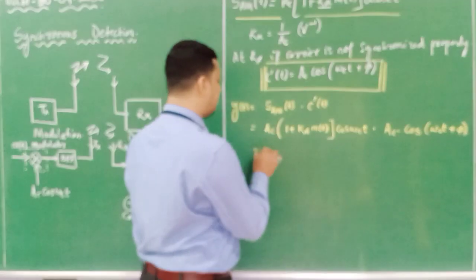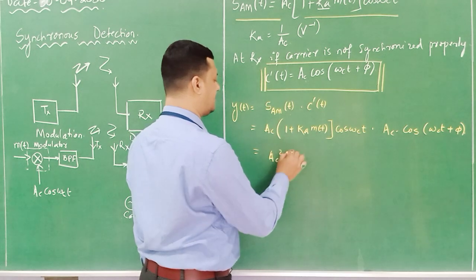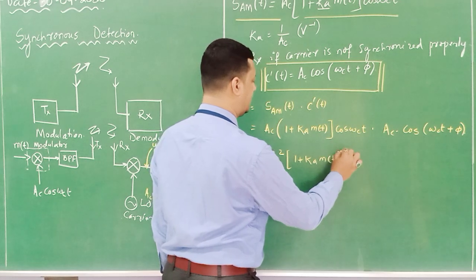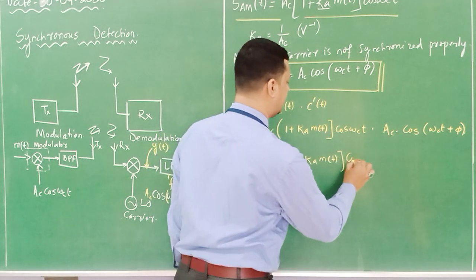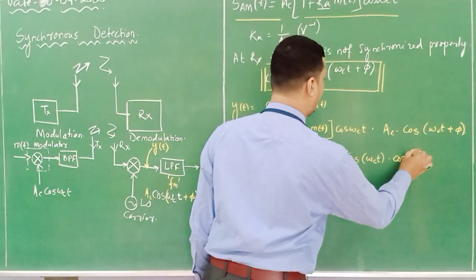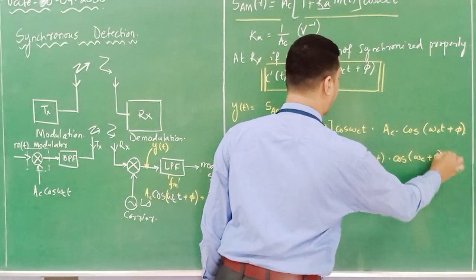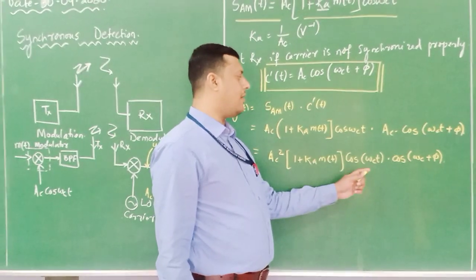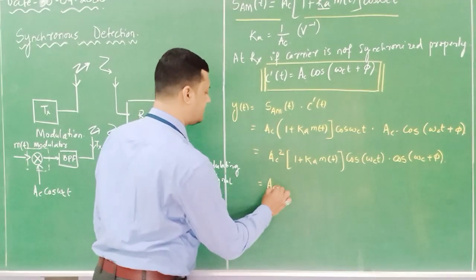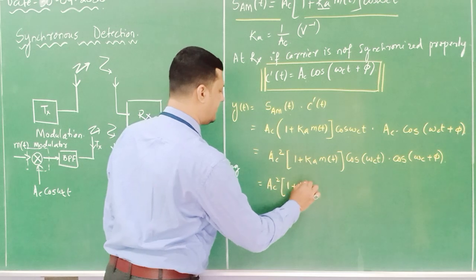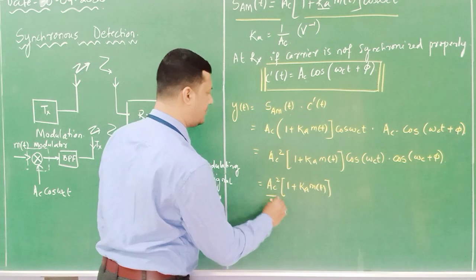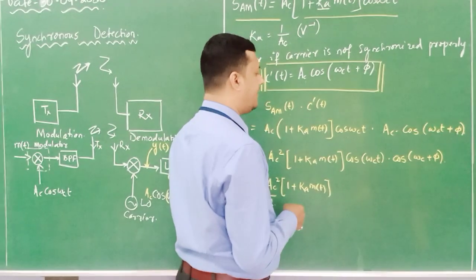Okay. Now if you multiply this, you will get Ac² (1 + ka m(t)), and this will become cos ωc t into cos(ωc t + φ). Now this is in the form of cos A cos B. Again you have to reduce this one. So how to reduce? Let's see. It is Ac²(1 + ka m(t)) whole divided by 2.